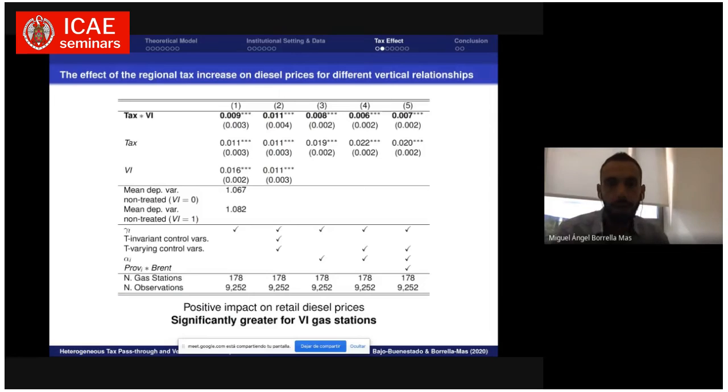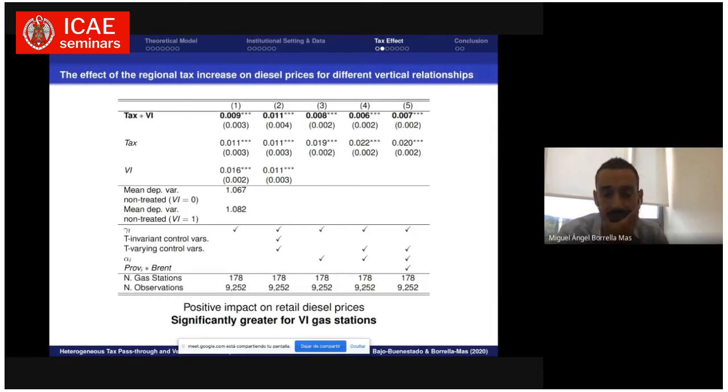So here you have the main results. Basically, we go from the first column, in which we only have the basic difference-in-differences, up to the fifth one, in which we include all possible controls, focusing on this column, which reports the most complete specification. We observe an increase of 2% for independent gas stations, while the final price increases by an additional 0.7% for vertically integrated gas stations.